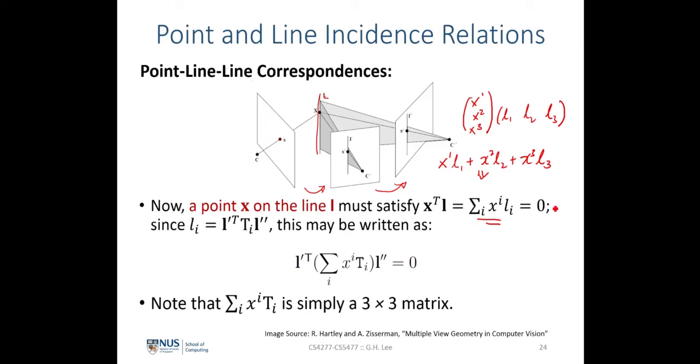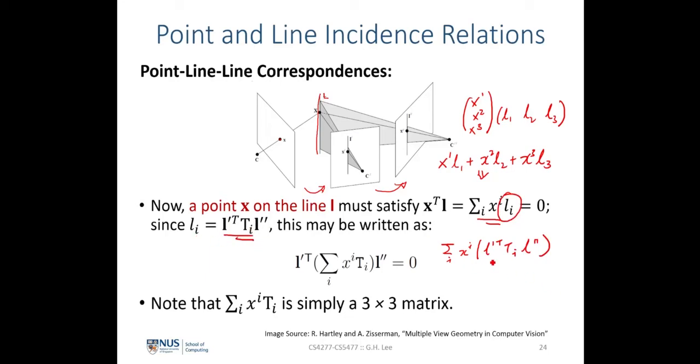And now we also know from the earlier derivation of the trifocal tensor that the ith coordinate of L is given by L prime transpose Ti multiplied by L prime prime. This can now be put into the incidence relation of the point and the line. So now this becomes the summation over i of xi multiplied by L prime transpose Ti L prime prime, where we substitute Li with this term.